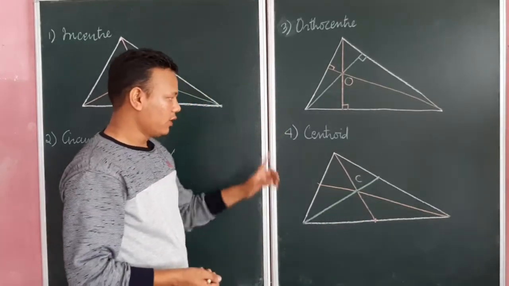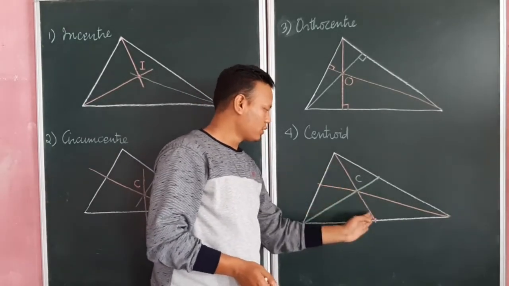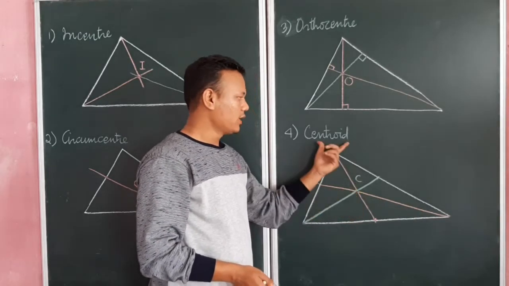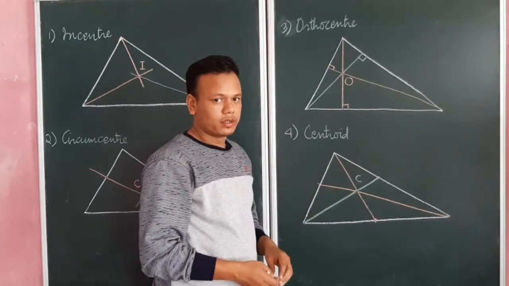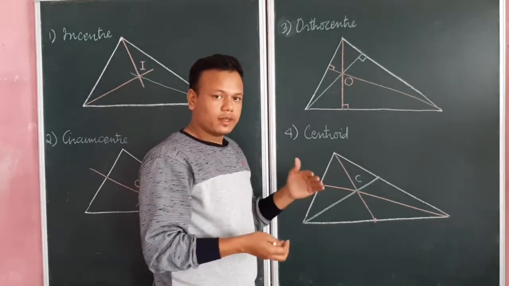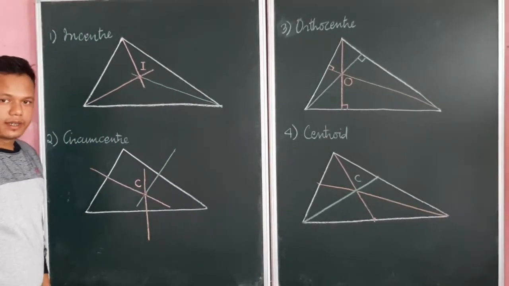Let me repeat once again. The point of intersection of the medians of a triangle. So this line and this line, wherever they get intersected, that particular point is called the centroid of that particular triangle. Hope now your confusion got over. So with this, you may pause the video to note down this particular diagram.